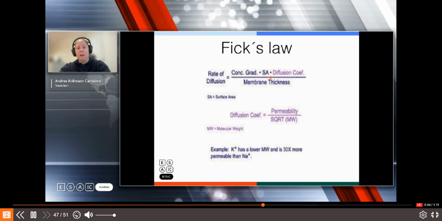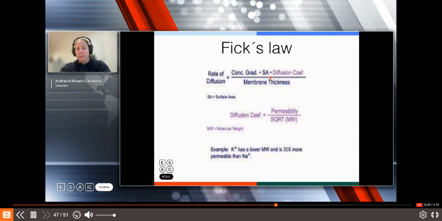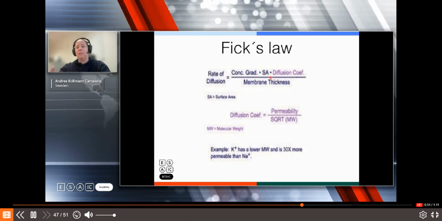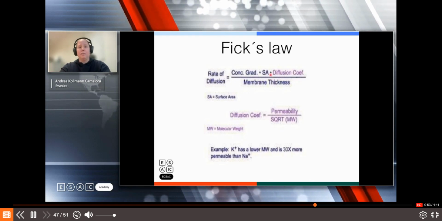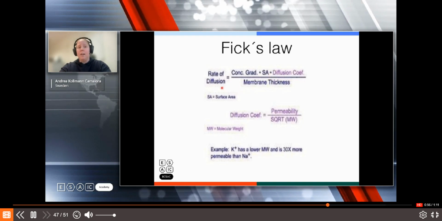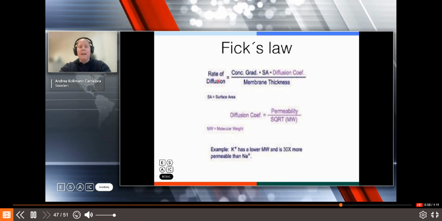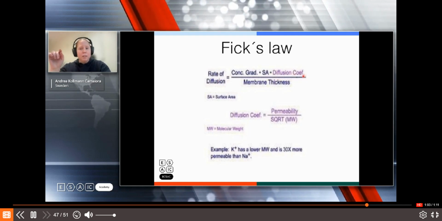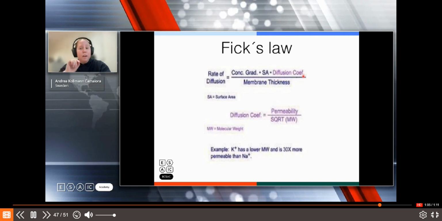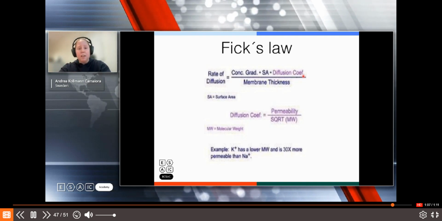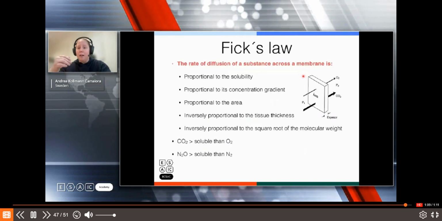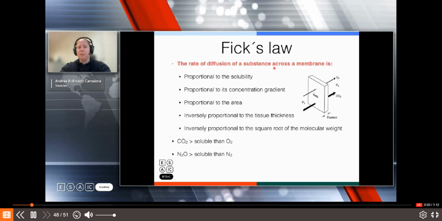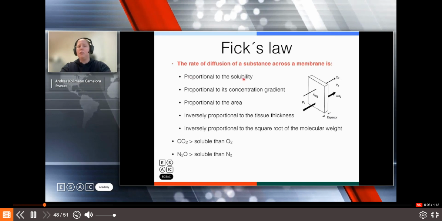So that's why it's not the same to do anesthesia for a 500-gram premature baby as for a full-grown adult, because the surface area of the lung is affected. And if I have a lower surface area, I have a lower rate of diffusion. And then there's the factor of diffusion coefficient. And this is very important for the exam, because oxygen and CO2 have very, very different diffusion coefficients that you're going to remember. So the rate of diffusion of a substance across a membrane is proportional to the solubility.